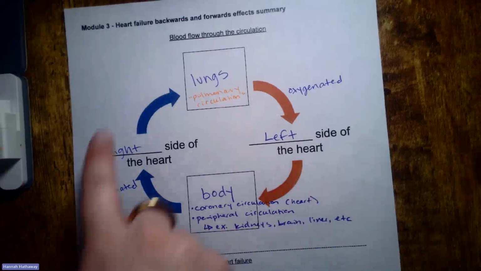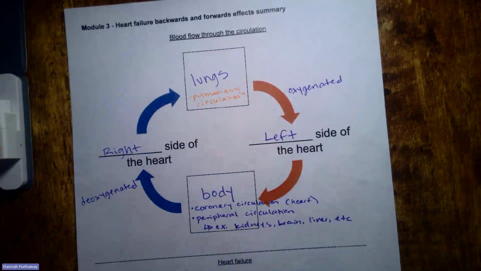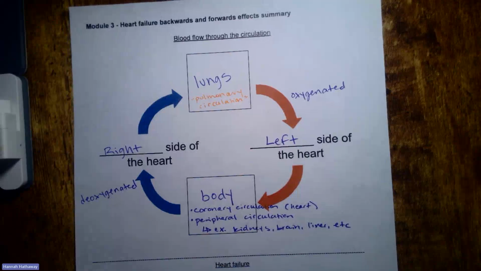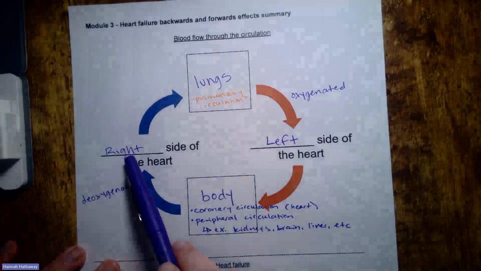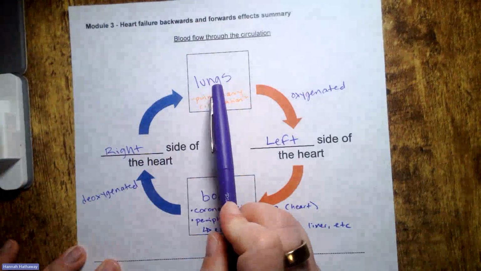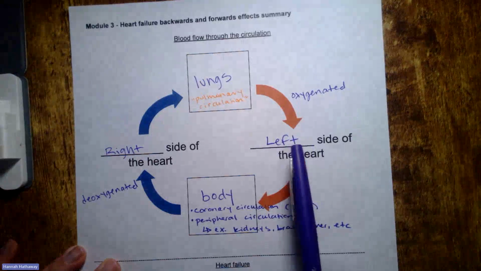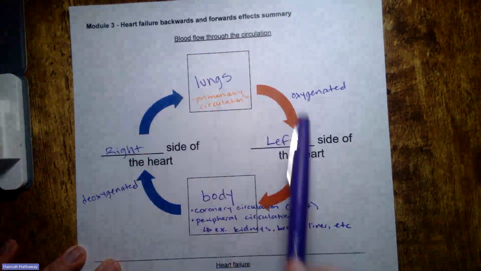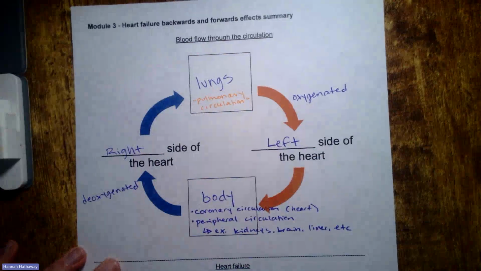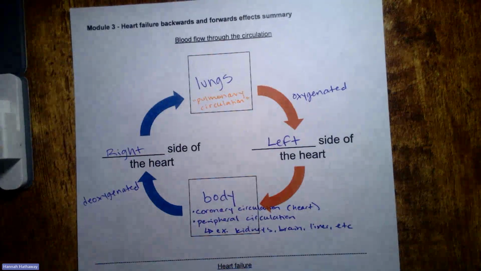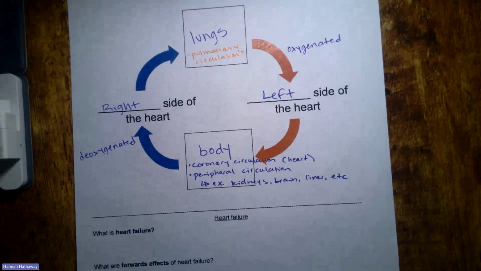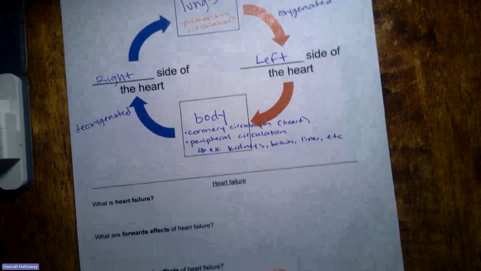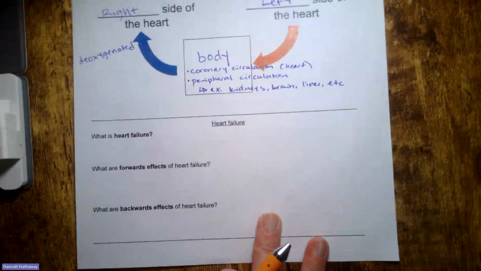So this very simple flow of blood through the body, you really need to understand this in order to understand the signs and symptoms of heart failure. So once again, we go from the right side of the heart to the lungs, from the lungs to the left side of the heart, from the left side of the heart to the body, and then back to the right side. So this flow. Okay, so now that we have that little cheat sheet, let's move on to the next part of the worksheet down here. See if you guys can see that okay.